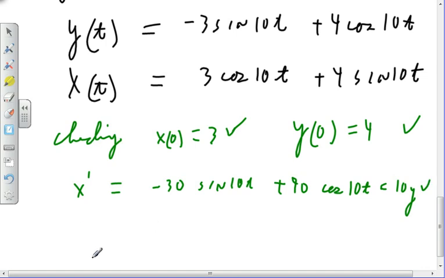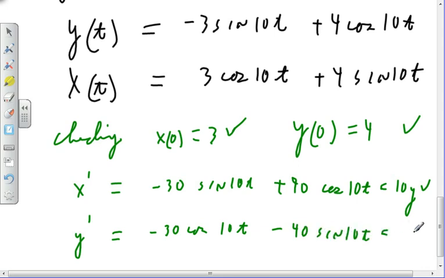And then I would check that y prime is minus 10x. So y prime, there's y. Y prime is minus 30 cosine 10t minus 40 sine 10t, and that's supposed to equal minus 10x, and it does. Check. So not only did I do it, but I also checked my work.